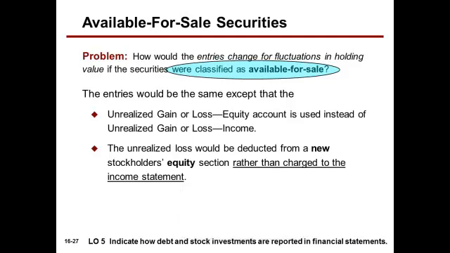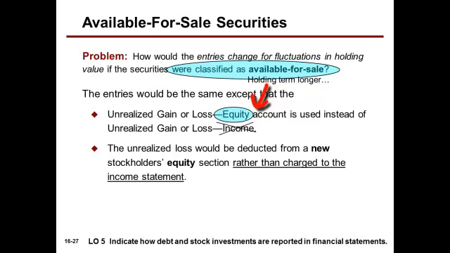So how would the entries for the fluctuations in holding value of these securities, if they are classified as available for sale, change from our previous entry? Again, the only change here is that available for sale means holding for a longer term. The entries would be the same, except that the unrealized gain or loss account can't be called income. We have to call it equity. So don't use the income modifier on the unrealized gain or loss, but an equity subtitle account.